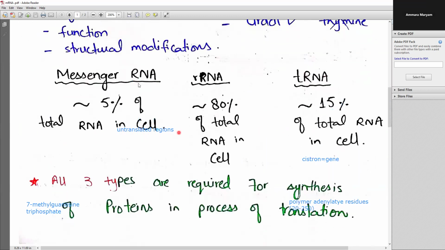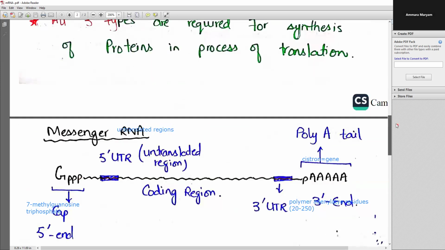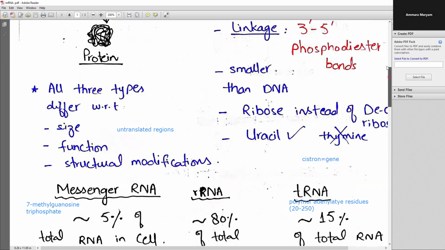So this messenger RNA basically makes up 5% of the total RNA in the cell, because this actual messenger RNA जो है, this is going to translate into the proteins, जिससे हमारे जो एक्चुअल जो प्रोडक्ट्स हैं वो बनेंगे. And this ribosomal RNA is almost 80% present in the cell and the transfer RNA is 15% of the total RNA present in the cell. So these three types of the RNAs, these are required for the synthesis of the proteins.